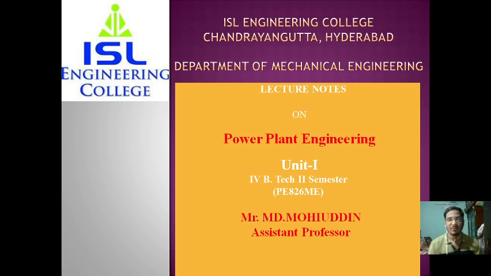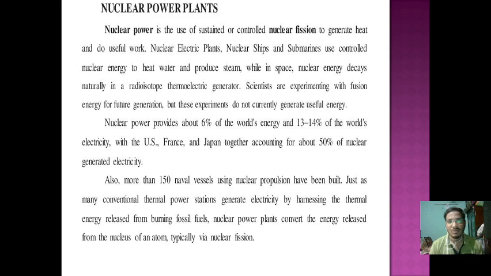This is your lecture 5, power plant engineering. The nuclear power plant is one of the most important power plants in the world, and some countries have nuclear power plant resources, and they are controlling the nuclear fusion to generate heat as per the requirement for useful work. For the purpose of useful work, they are generating the nuclear fusion from the nuclear power plant.